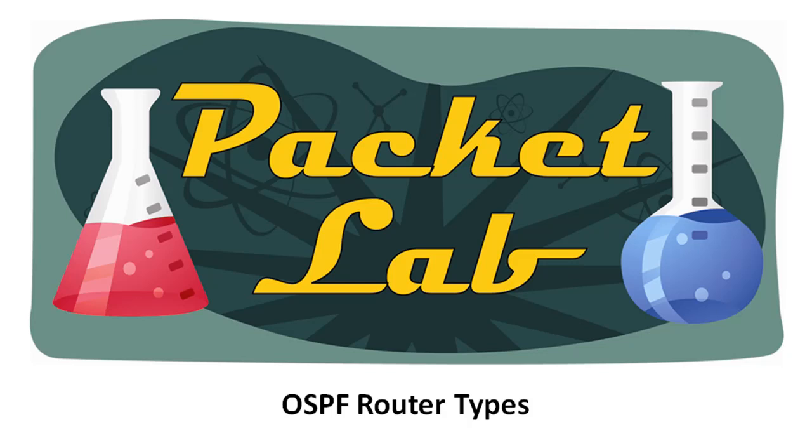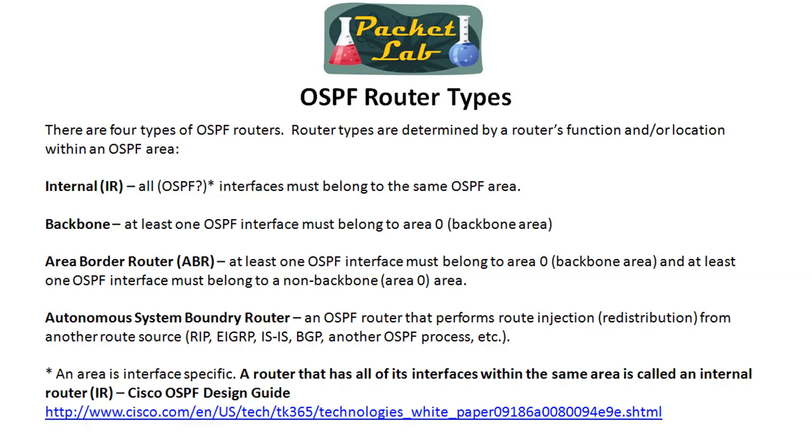Today we're going to take a look at OSPF router types. And there are 4 different types of OSPF routers, and an OSPF router type is going to be determined by a router's function and/or its location within an OSPF area. So let's start out with the most basic of these 4, and that is an internal router.